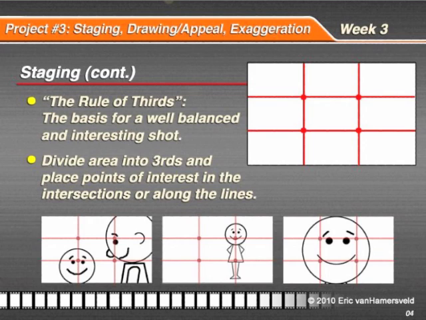The rule of thirds is an easy way to determine where important areas of the scene, especially the characters, should be placed. To find the sweet spots, divide the area into thirds. The sweet spots, or where the lines intersect, are the strongest points of interest.